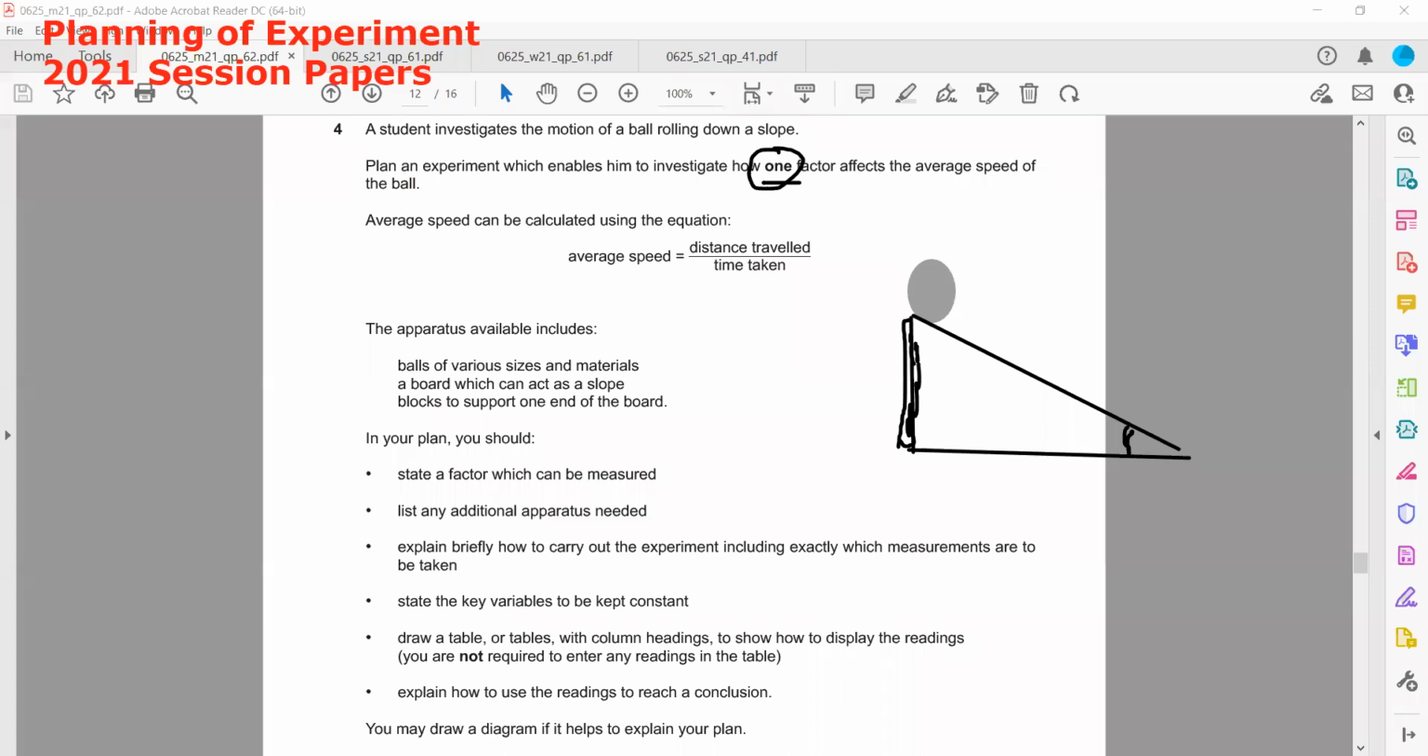It's up to you, for example, which factor you are finding is affecting. You can compare the mass of the ball, you can compare the size of the ball, or you can compare the angle of inclination. So this is the factor which we are investigating. For example, I mentioned we are investigating the size of the sphere, or the material which the sphere is made of, or we can say the mass.